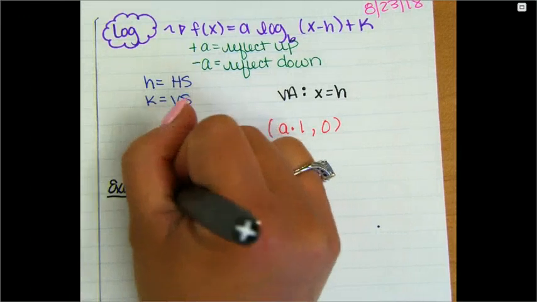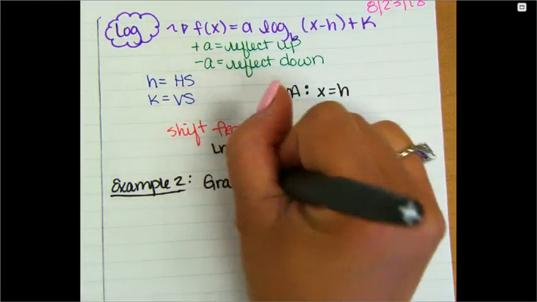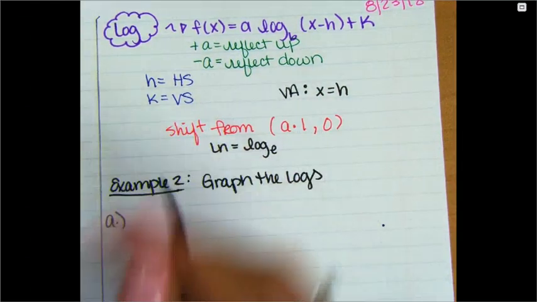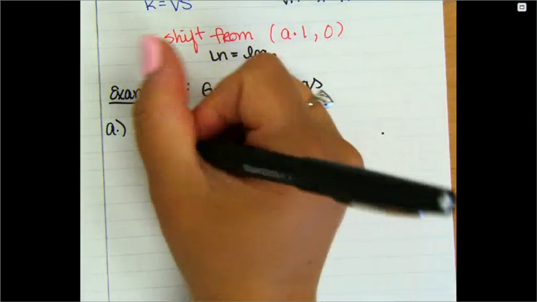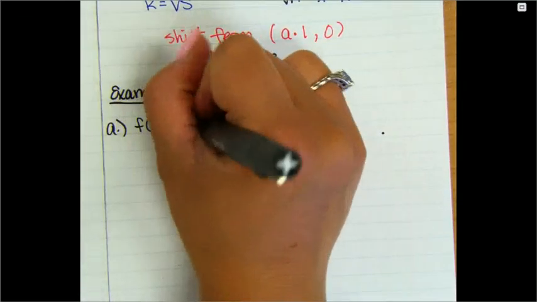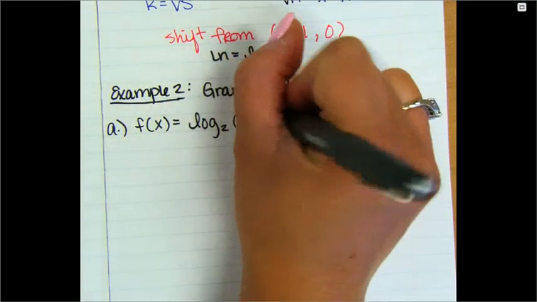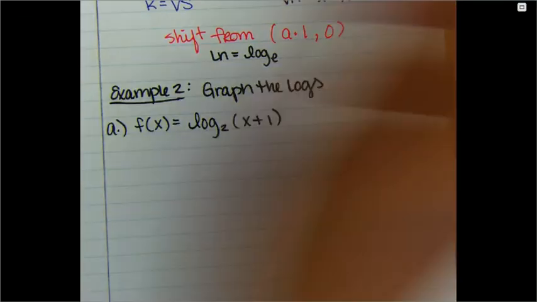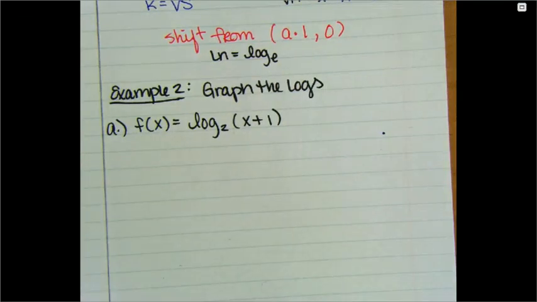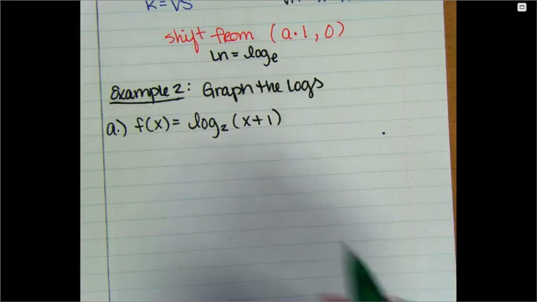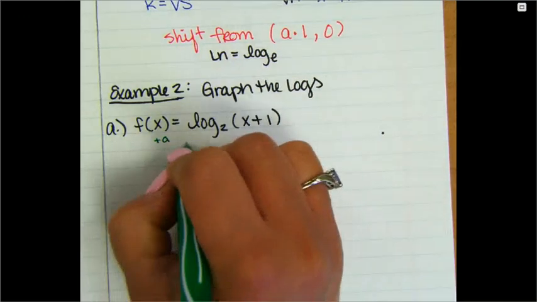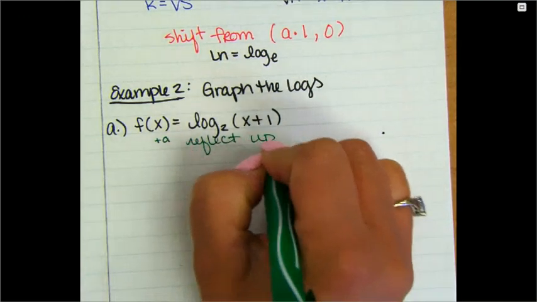Example 2. Graph the logs. Example A. f of x equals log base 2 of x plus 1. Is your a positive or negative? Positive a. Are you going to reflect up or reflect down? You are going to reflect up.